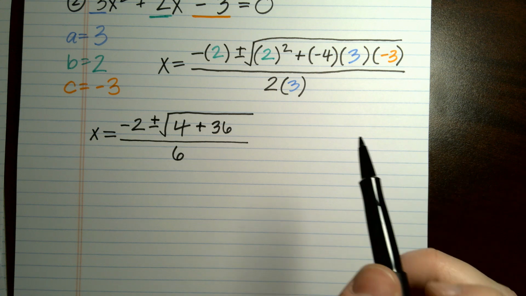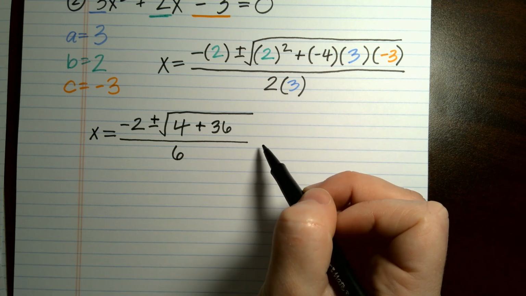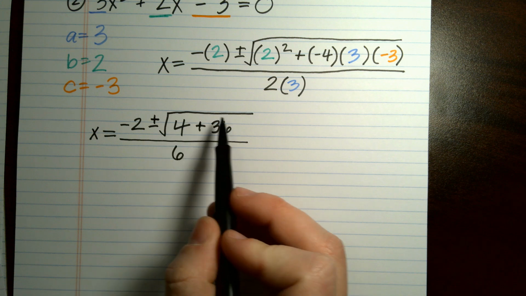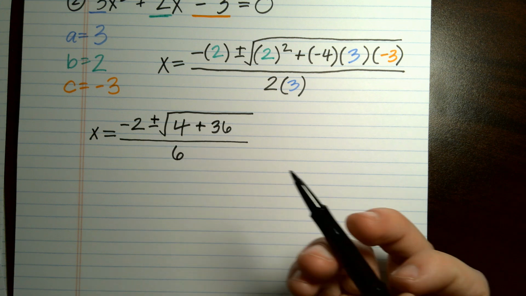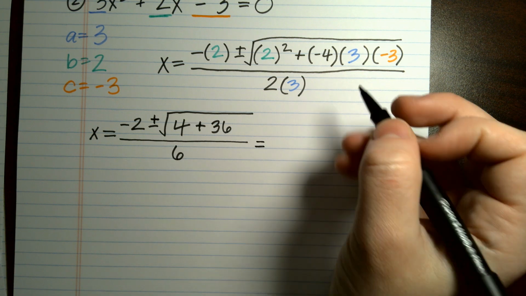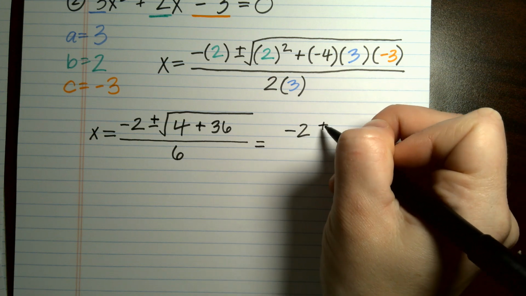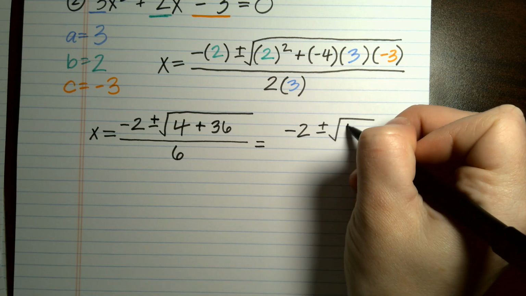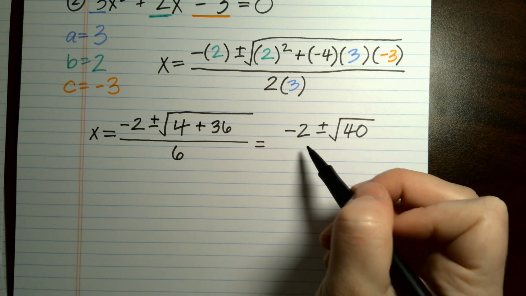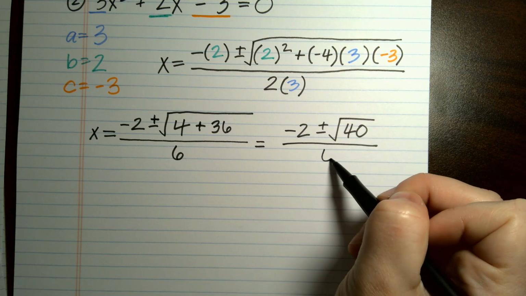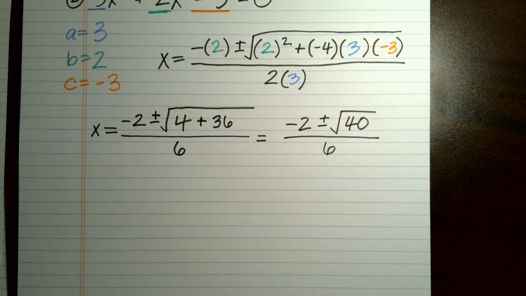Okay, guys. We ready for the next step? Only thing that we can really simplify next is what? Yeah, what's 4 plus 36? 40. So we've got -2 plus or minus the square root of 40 divided by 6. Good. Okay.